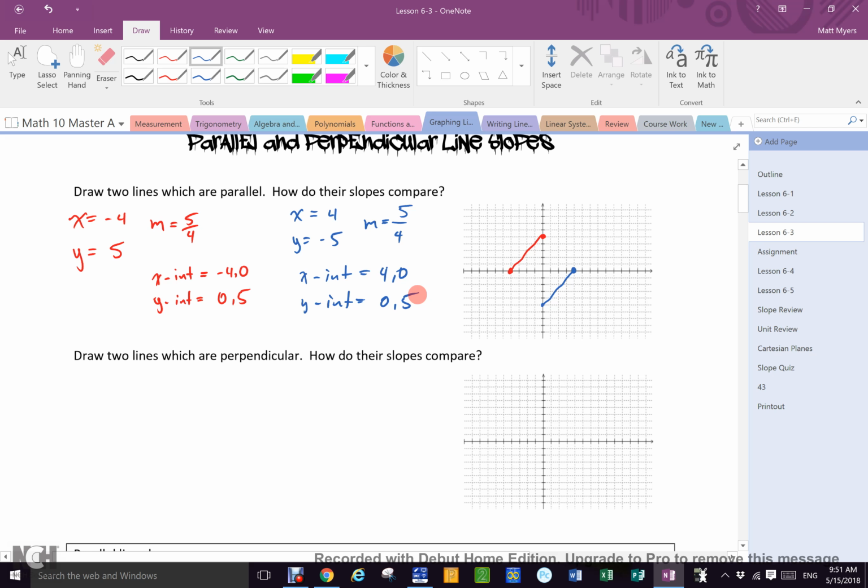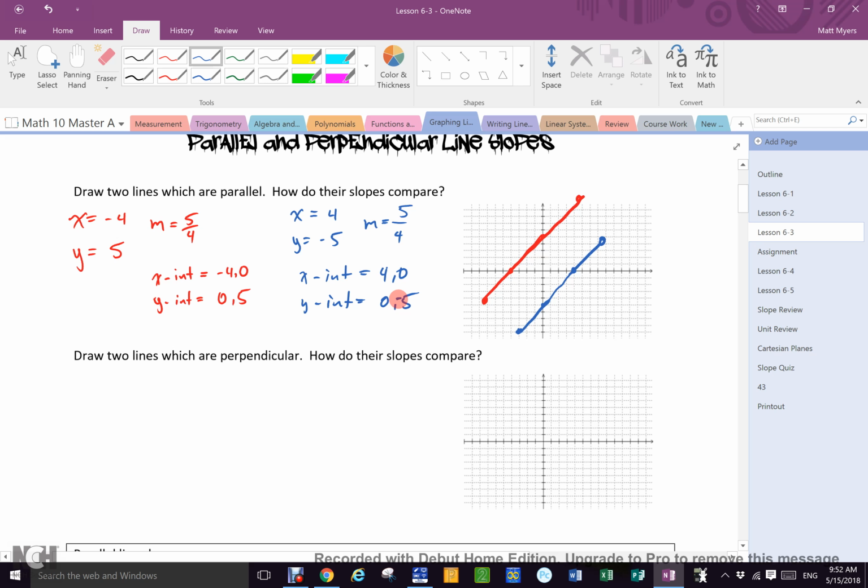Everyone agree? Yeah. Now, do those lines touch? No. If I go up 5 and over 4, and down 5 and over 4, and up 5 and over 4, and down 5 and over 4, and continue that line, will they ever touch? No. Will they ever touch? No.